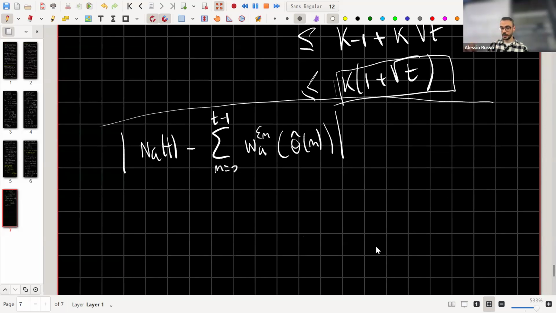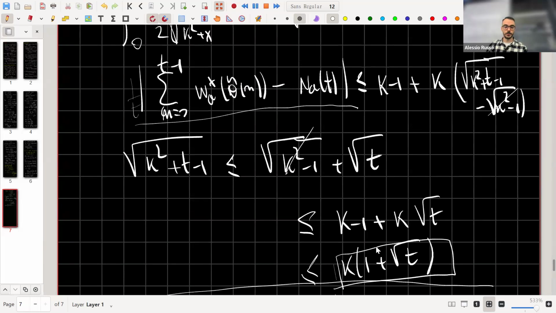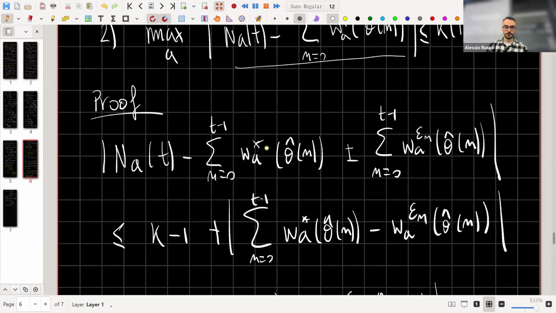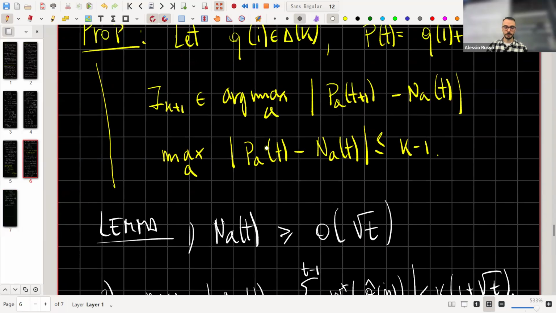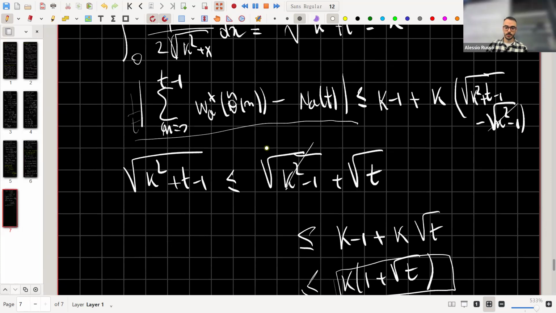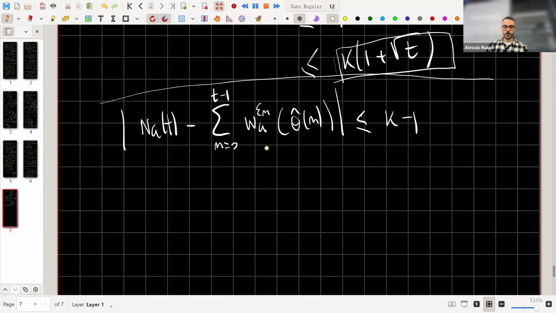So basically, we go back to the first step of the proof, where we apply the proposition I wrote in yellow from before that told us that this difference is upper bounded by k minus 1. So if you go directly to the first step of the proof, we are basically back here. We are applying this. So we know that this holds in absolute value, which also means that this difference here holds.